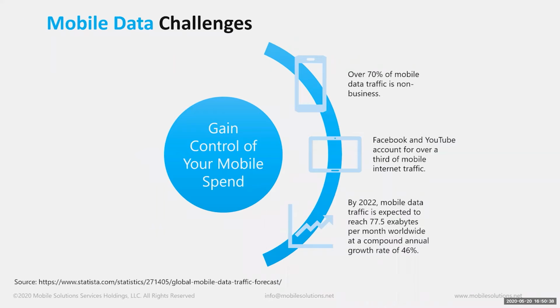But when we talk about mobile data challenges, data consumption, it may interest you to know that over 70% of mobile data traffic is non-business related. It's a staggering amount. And a third of that is Facebook and YouTube alone. And by 2022, mobile data traffic is expected to reach 77.5 exabytes per month. I mean, you may not even know what an exabyte is. That's okay. It's a lot of math to get there. The point is, this trend is not slowing down. And as 5G rolls out, we're going to see more and more data consumption start going upwards.